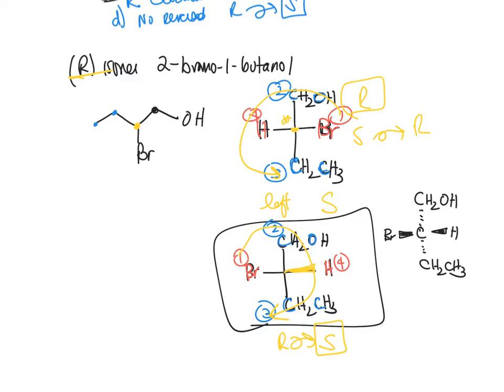Okay. So R would put the bromine here. And that's what I have in my notes. So if you get a molecule like this and you have to draw a Fischer projection, I would expect you to be able to do that. And that's what that model's doing there.